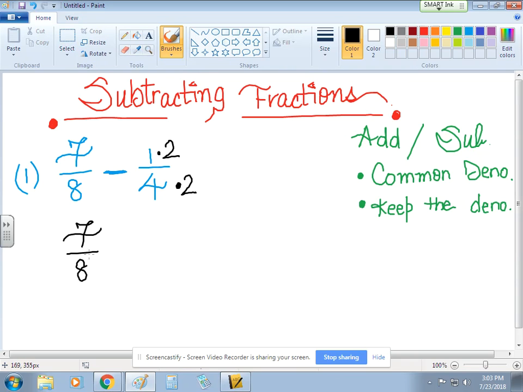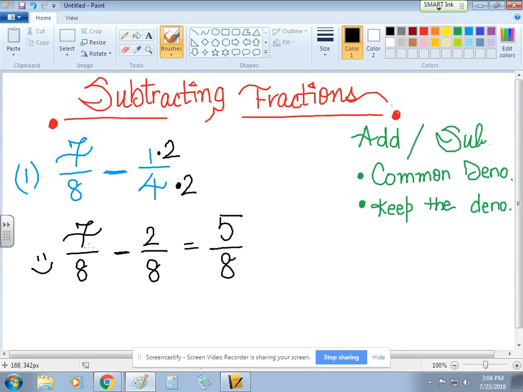I didn't touch it, I didn't do anything to it, minus 2 times 1 is 2, 4 times 2 is 8. I'm happy now. Why? Because my denominators are the same. So 7 minus 2 is going to be 5. Remember, we are subtracting the fractions. Over, I keep the denominator. I do not subtract the denominators or add them. I keep that once only in my answer.